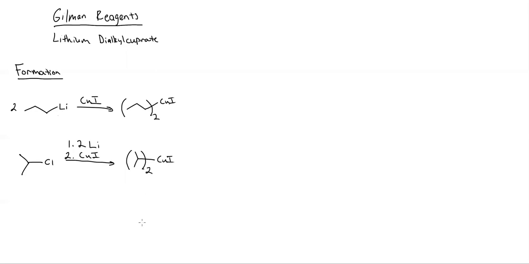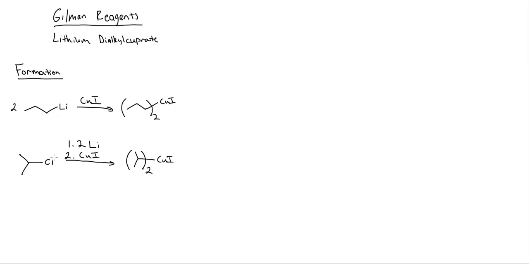Okay, so I can also alternatively start off with alkyl halide, put in two equivalents of lithium, and then put in CuI, and then boom, I have my lithium dialkyl cuprate. All right. So these are the two ways that I can do it. So this is formation of lithium dialkyl cuprates.